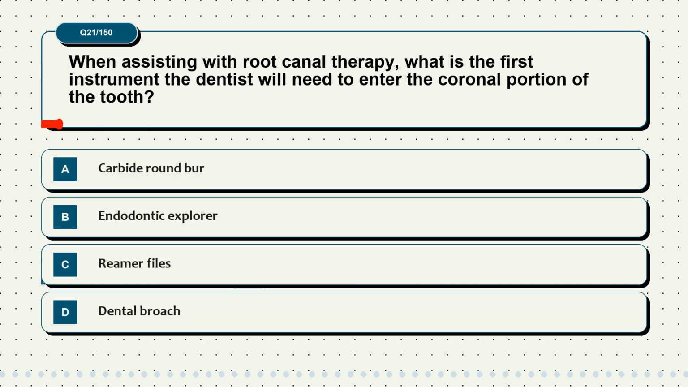Question 21. When assisting with root canal therapy, what is the first instrument the dentist will need to enter the coronal portion of the tooth? Here are the options. Option A. Carbide round burr. Option B. Endodontic explorer. Option C. Reamer files. Option D. Dental broach.